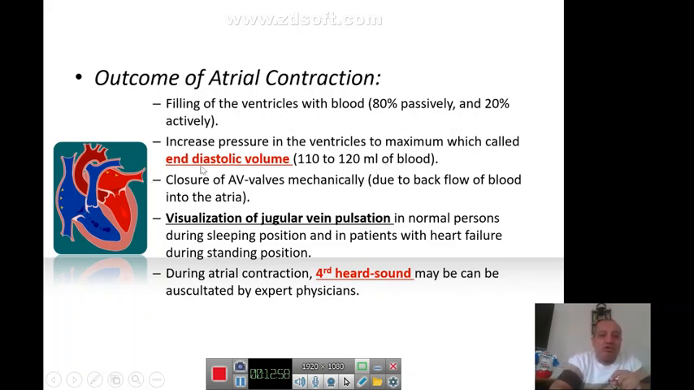Okay. Closure of the AV valves. Why? We said when we talk about the cardiac muscle, the valves actually work mechanically. So when we have 80% coming passively from the atria into the ventricles, and then we have 20% additional part of the blood pushing down due to the atrial systole. So finally, during this high pressure inside the atrium and then finally pushing down the blood to the ventricle, part of the blood will start going back to the atria.